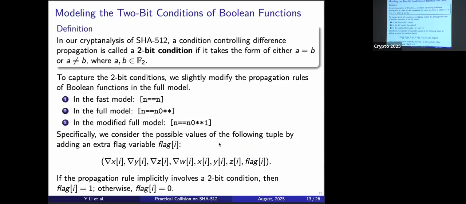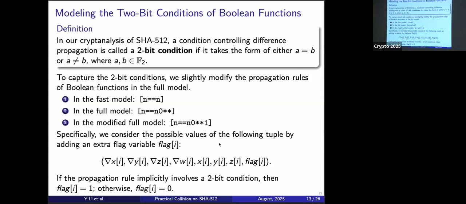And to capture the two-bit conditions, we slightly modify the propagation rules of Boolean functions in the full model. In the first model, only sign difference propagation rules were considered, while in the full model, corresponding values are added to avoid contradictions. And in the modified full model, we add a flag at the end.